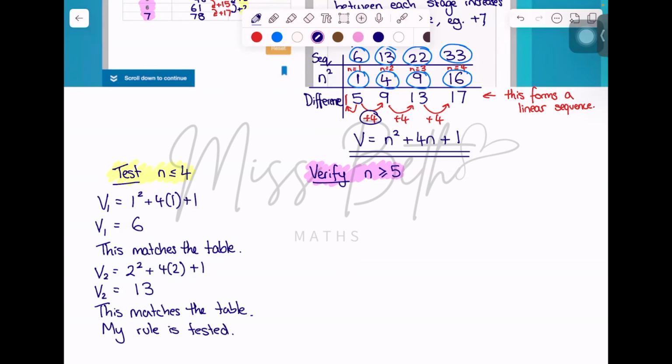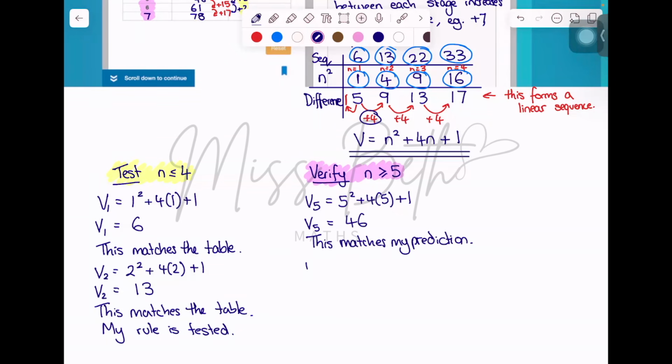You want to repeat the process for verify using m values of 5 or more. So if we use 5, so 5 squared plus 4 lots of 5 plus 1, and that is going to give us 46. Okay, this matches my prediction this time. I'm going to repeat once more.